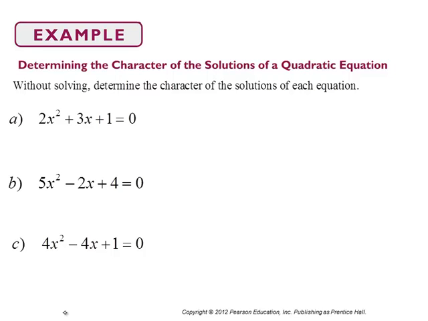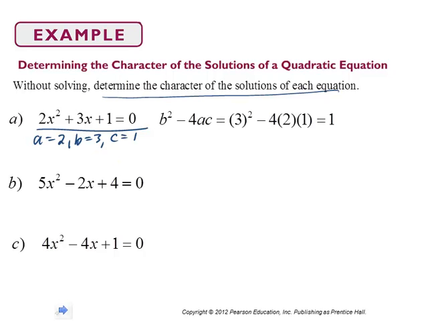So let's do some other examples here. Let's look at the quadratic equation and determine what sort of solutions we're going to have. For this one right here, we have a is equal to 2, b is equal to 3, and c is equal to 1. So let's look at the discriminant. b squared minus 4ac works out to be 1, which is positive. That means that you're going to have real solutions, 2 distinct real solutions, in fact.